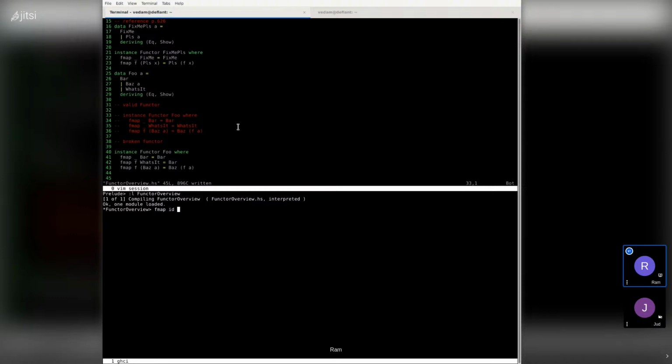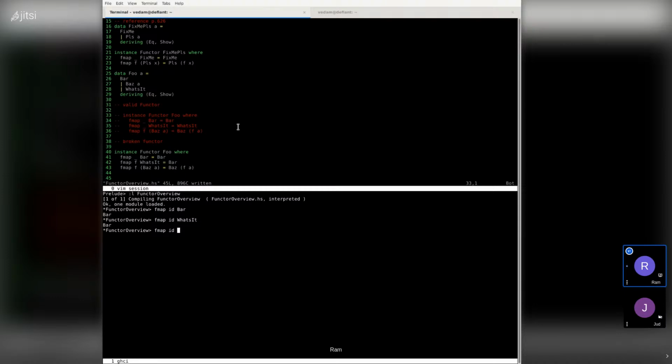on bar. Remember, identity has to be preserved in order for it to be a valid functor. If we call fmap id on bar, good. If we pass fmap id on what's it though, we get bar, right? Clearly, this violates the law of identity.